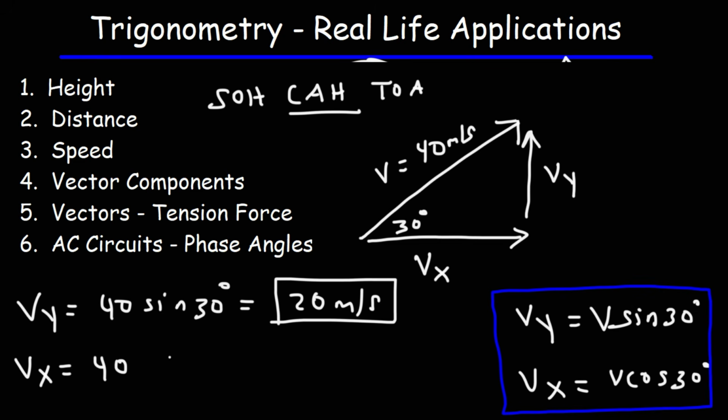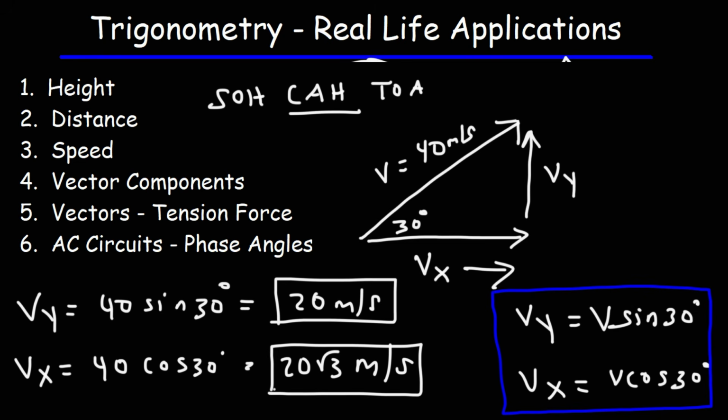The horizontal speed of the ball is going to be 40 cosine 30. Cosine 30 is root 3 over 2 times 40. That's going to be 20 root 3. So that's how fast the ball is moving in the x direction. So that's another real-life application of trig in physics. You can break down any vector into its components using sine and cosine.